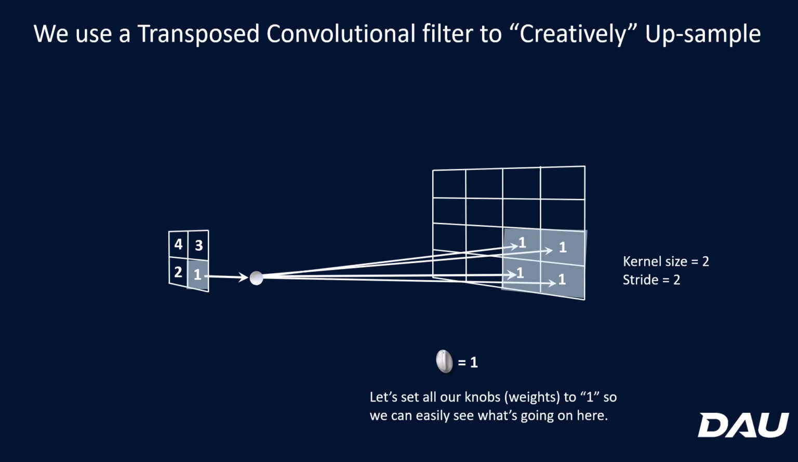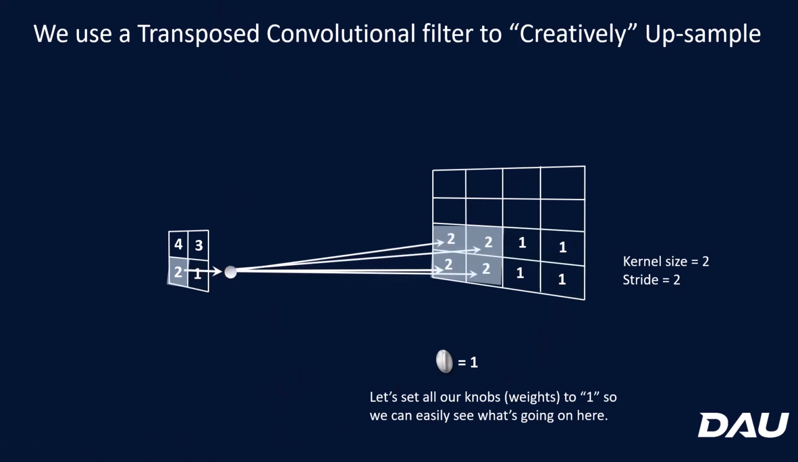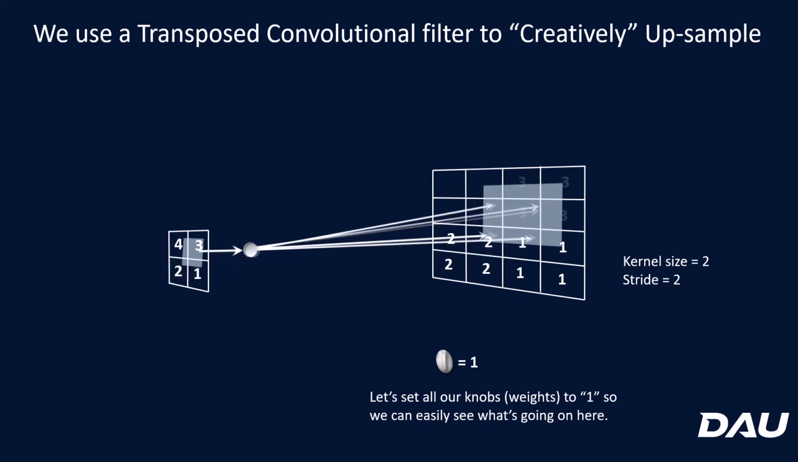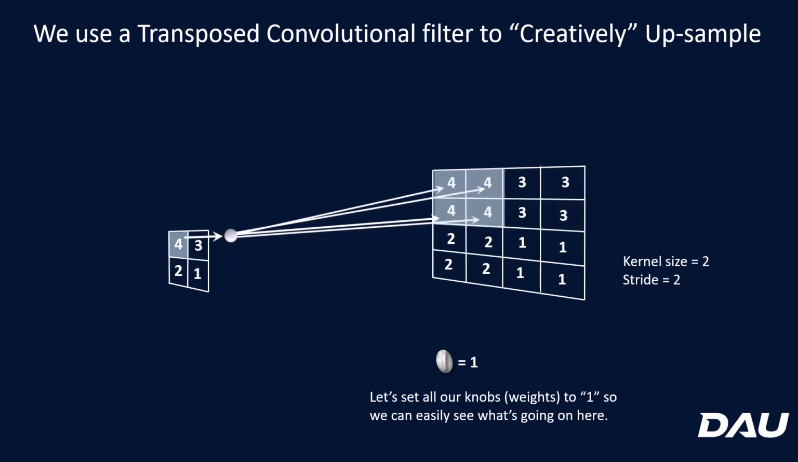So let's say we have a 2x2 with the values shown there, and we're going to transpose that into a 4x4. So that 1 goes through the neuron, the activation function gets multiplied by the weight, comes out as a 1, and in each case, 1 times 1 is 1, 1 times 1 is 1, 1 times 1 is 1, and 1 times 1 is 1. So those 4 1s come out, and then we step that to the next one with a stride of 2, kernel size of 2, and then the 2s come out. Step that again, we get 3s. Step that again, we get 4s.